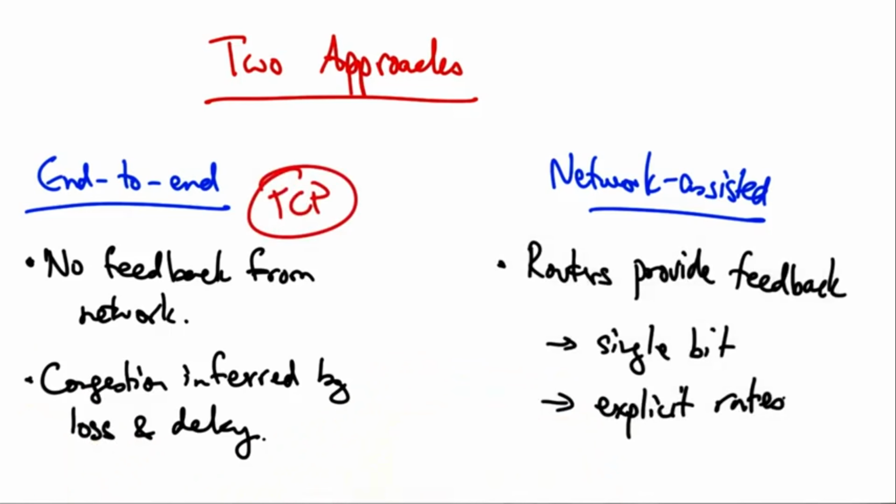In network-assisted congestion control, routers provide explicit feedback about the rates that end systems should be sending at. So they might set a single bit indicating congestion, as is the case in TCP's ECN or explicit congestion notification extensions, or they might even tell the sender an explicit rate that they should be sending at. We're going to spend the rest of the lesson talking about TCP congestion control.